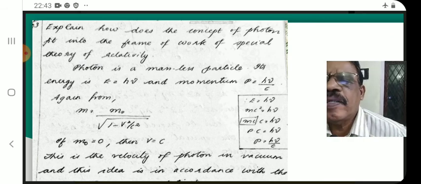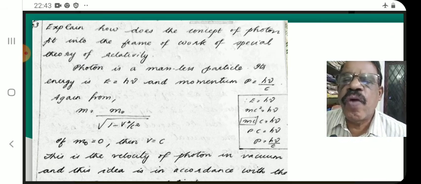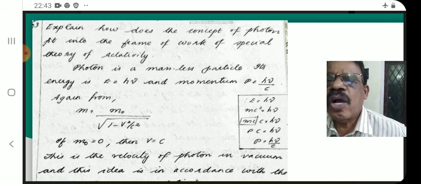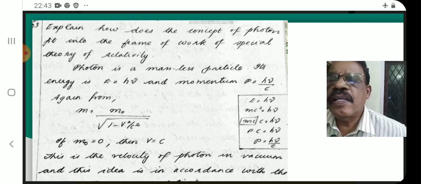Explain how does the concept of photon fit into the frame of work of special theory of relativity.